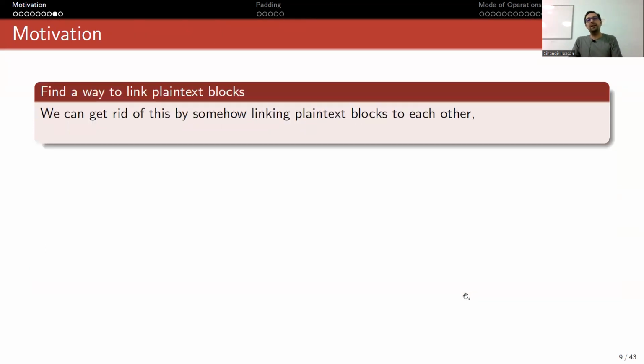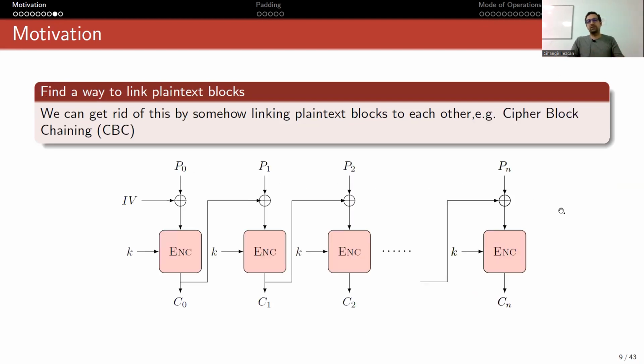Okay. We will talk about many modes of operations to overcome this problem. Let me show you the easiest solution as a motivation. We can get rid of this by somehow linking plain text blocks to each other, for example, cipher block chaining. So here we are actually adding in another XOR here. So assume that P1 and P2 are identical, but after this XOR operation, they will be different. So after the encryption, C1 and C2 will be different.